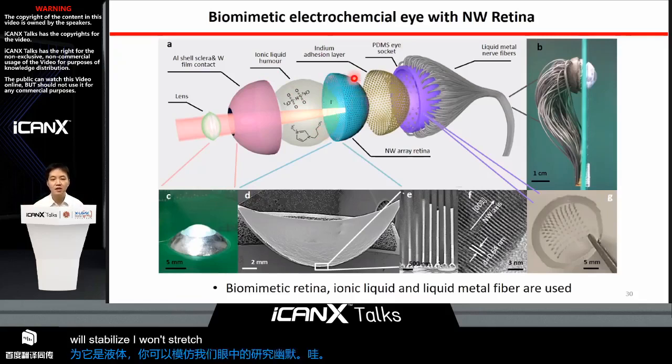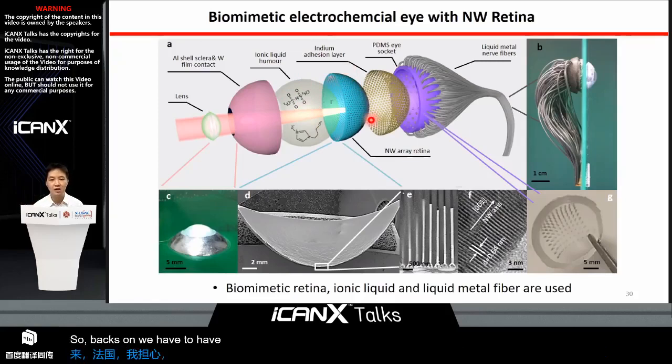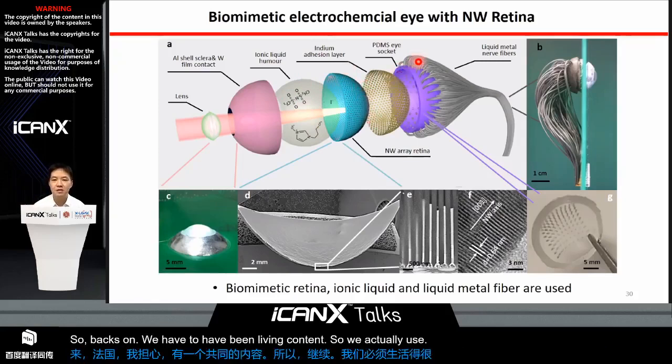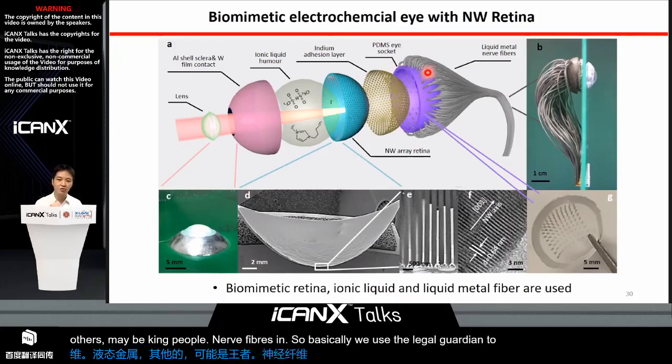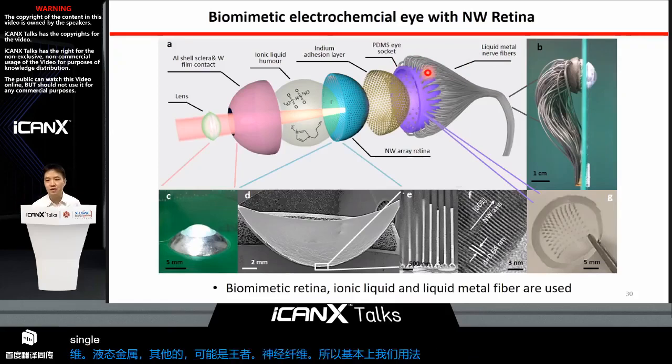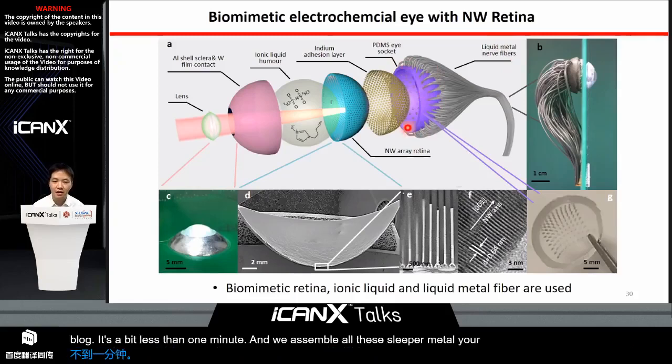So how about the backside? Since on the front side we already have a common contact, from the backside we have to have the pixelated contacts. So we actually use liquid metal fibers, mimicking the optic nerve fibers in our human eye. Basically we use indium gallium material and inject it into very thin rubber tubes. They are a bit less than 1 millimeter. And we assemble all these liquid metal nerve fibers in a socket.